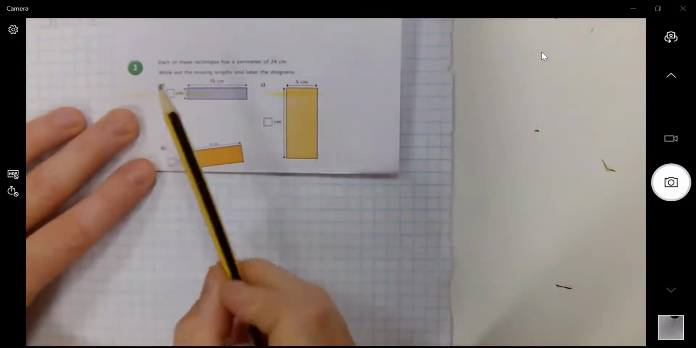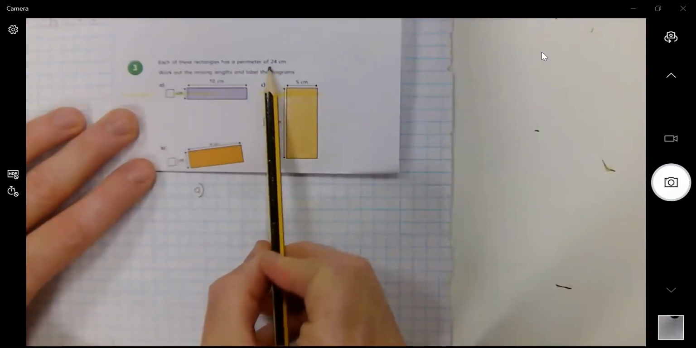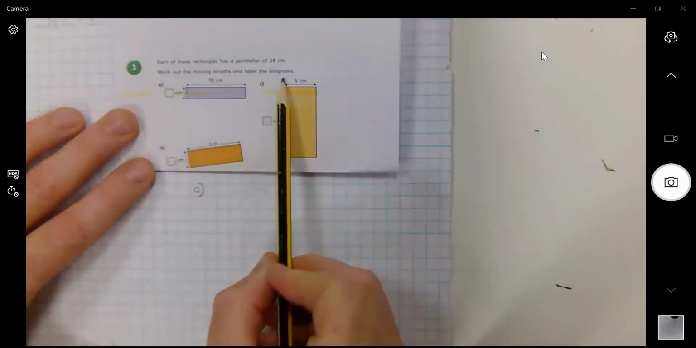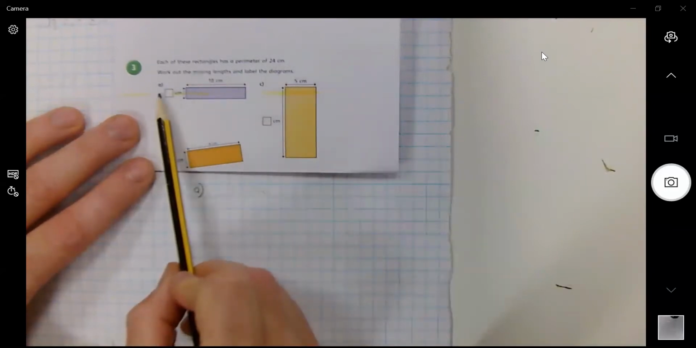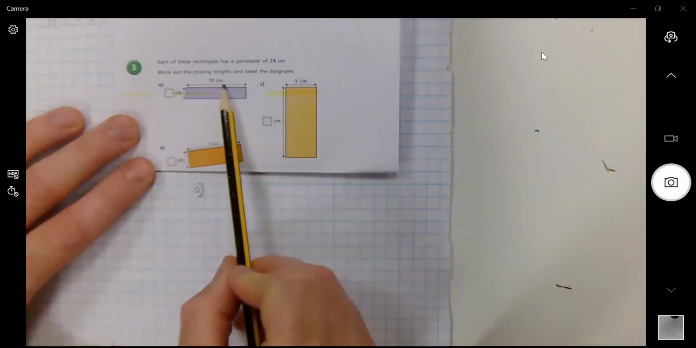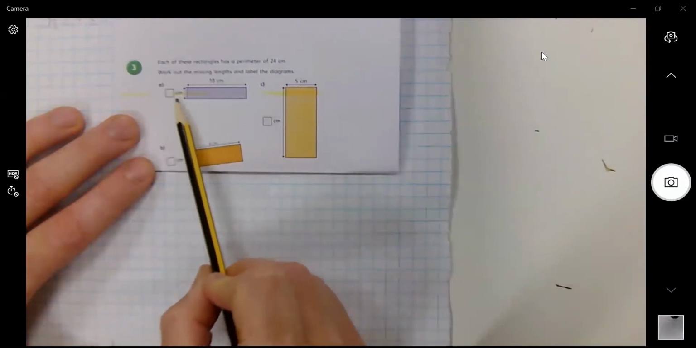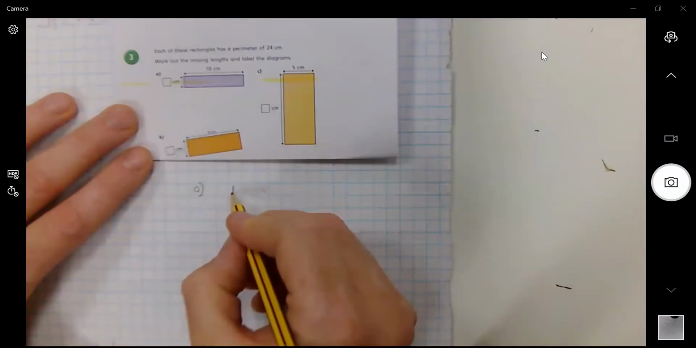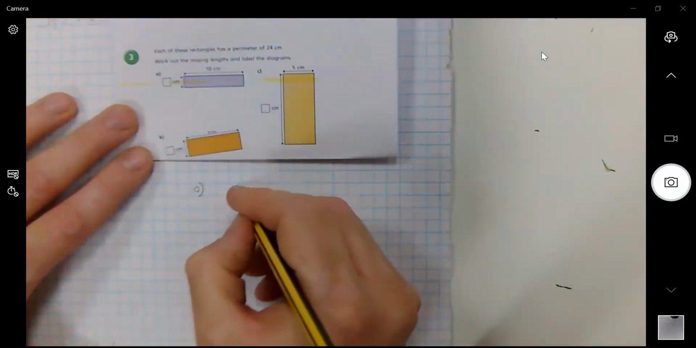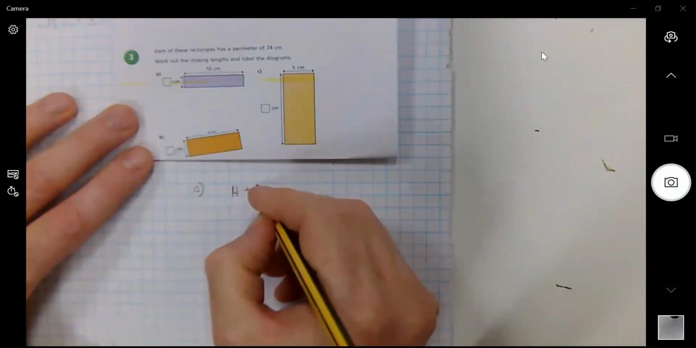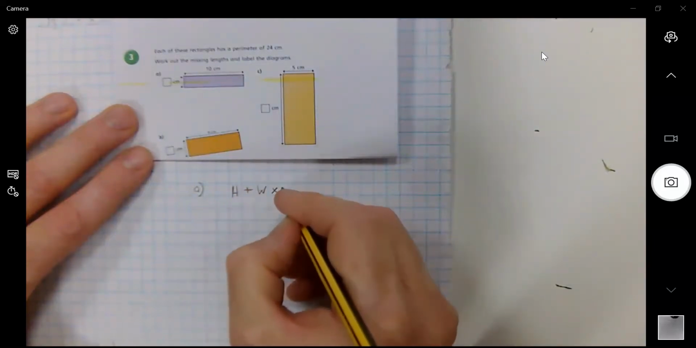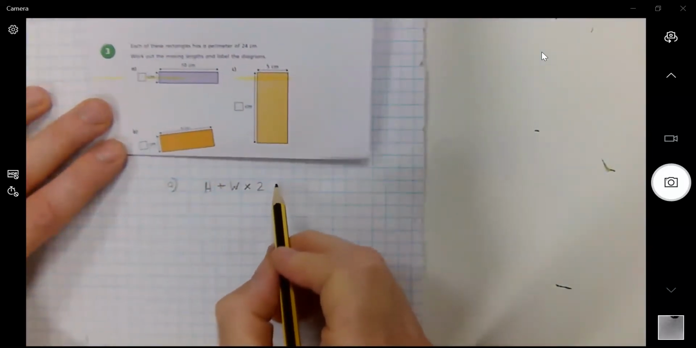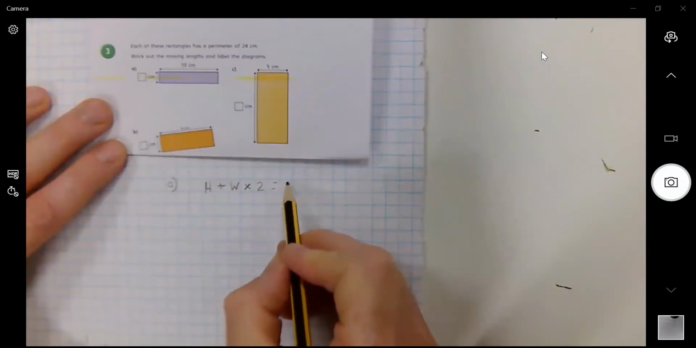We've got our information here. Each of these rectangles has a perimeter of 24 centimeters. Work out the missing lengths and add the labels on. So here we are. A. We've got 10 centimeters here, but we don't know what our measurement here is. So we've got height plus width times 2. Well, we know that because the question gives us the total perimeter. We know it's got to equal 24.